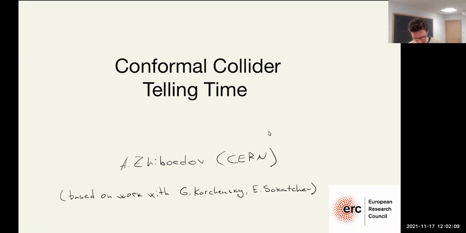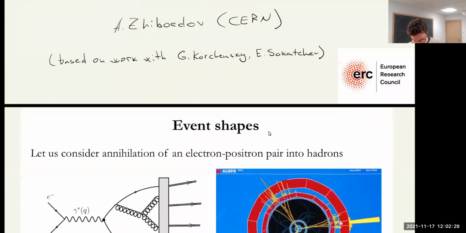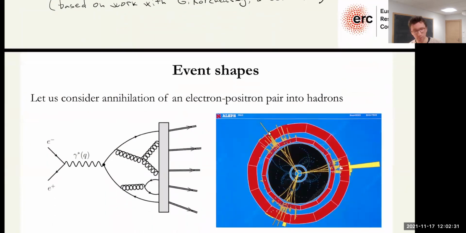I will tell you about a couple of works we wrote recently with Grisha Korchemsky and Emery Sokatchev, and let me set the stage. So, Conformal Collider. What do we mean by that? Well, let's consider a collider experiment. For example, we can consider an annihilation of an electron-positron pair into hadrons. And here, what we observe is some particles coming out, and we detect them.